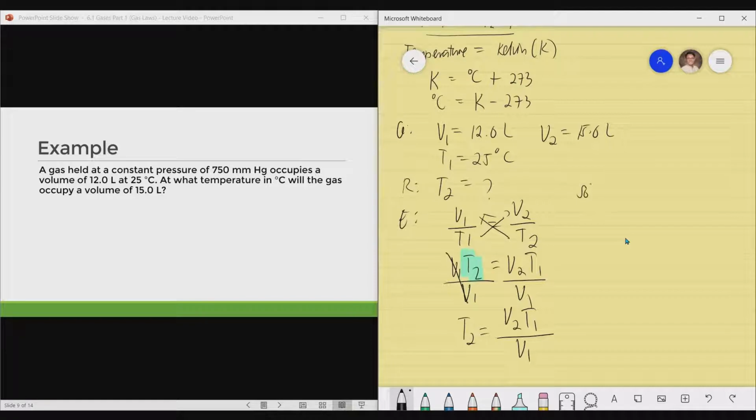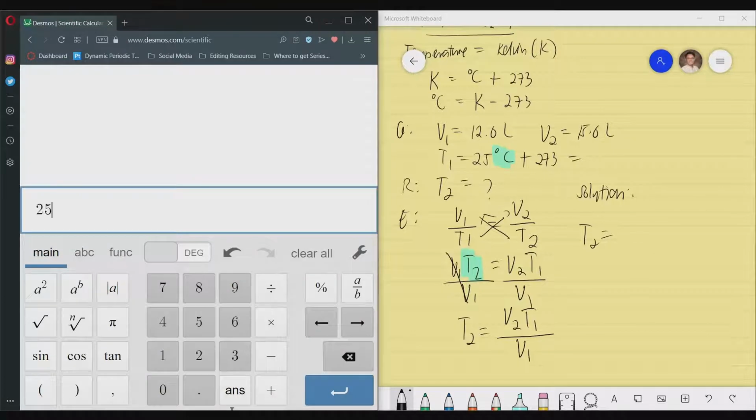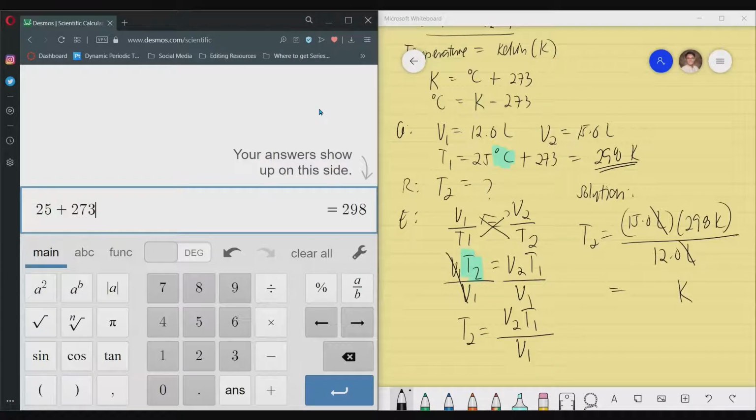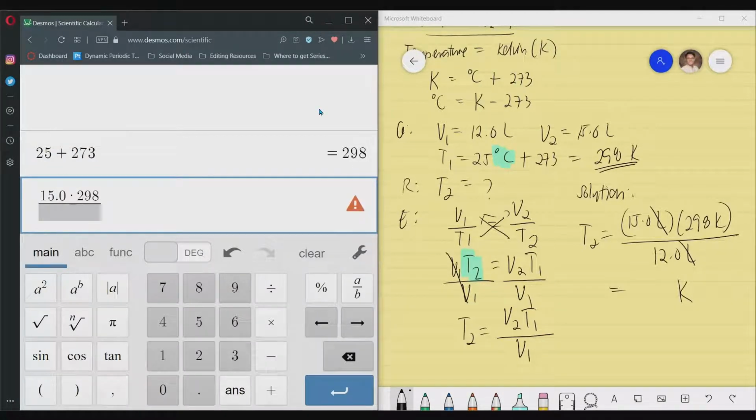Now we proceed with the solution. Since we're talking about absolute temperature, your degrees Celsius here must be converted into Kelvin by simply adding 273. So 25 plus 273, we have 298 Kelvin. This will be our T1. So T2 is equal to 15.0 liters, V2, multiplied by 298 Kelvin, all over 12.0 liters. The liters will cancel, and we now have the unit Kelvin. Input in the calculator 15.0 multiplied by 298 all over 12.0.